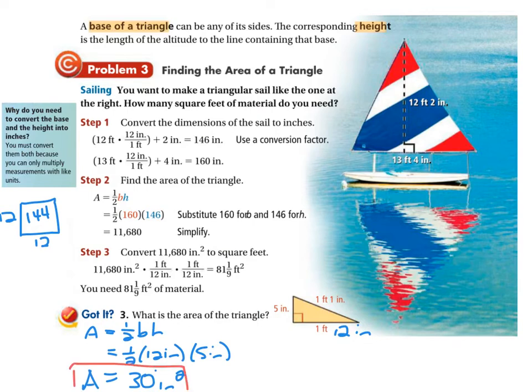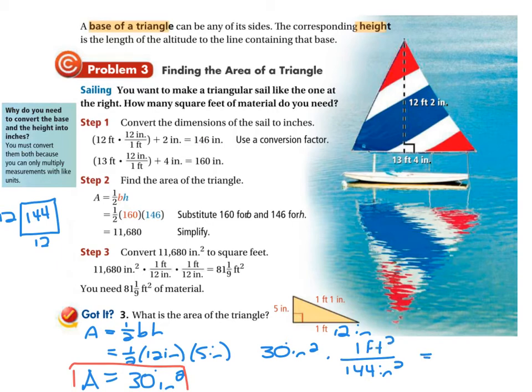Okay? But if you wanted to convert that into square feet, you can say, just like you did here, where you say 1 foot is 12 inches, we can also do this by using 1 square foot is 144 square inches. So we can take this 30 inches squared times 144 inches squared equals 1 foot squared.